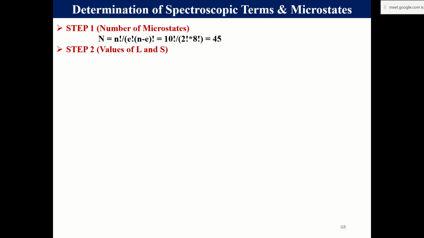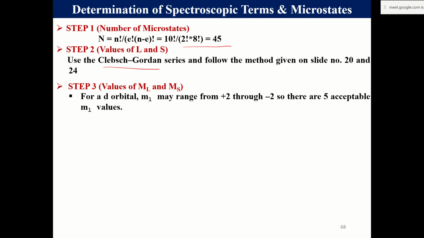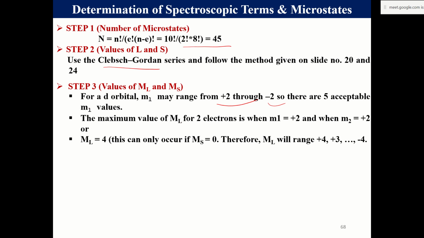Step 1, calculate the numbers, so number of microstates. So 2 electrons is to be arranged. They can occupy 10 different positions. So this is the factorial, 10 factorial divided by 2 factorial and 8 factorial. So that gives you 45. 45 microstates are possible. Apply Clebsch-Gordan series already given in previous slide. So once you do that, you get the values of ml +2 to -2, so there are 5 acceptable solutions, ml. So this needs to be told.